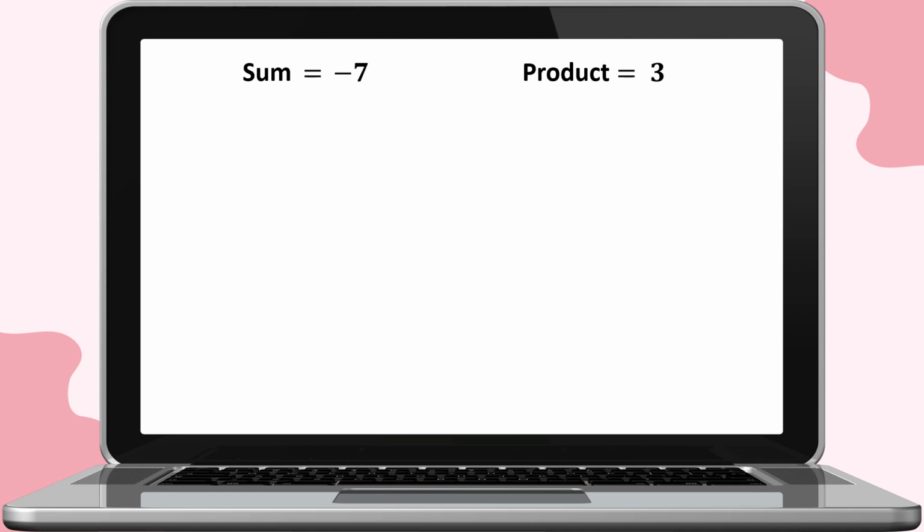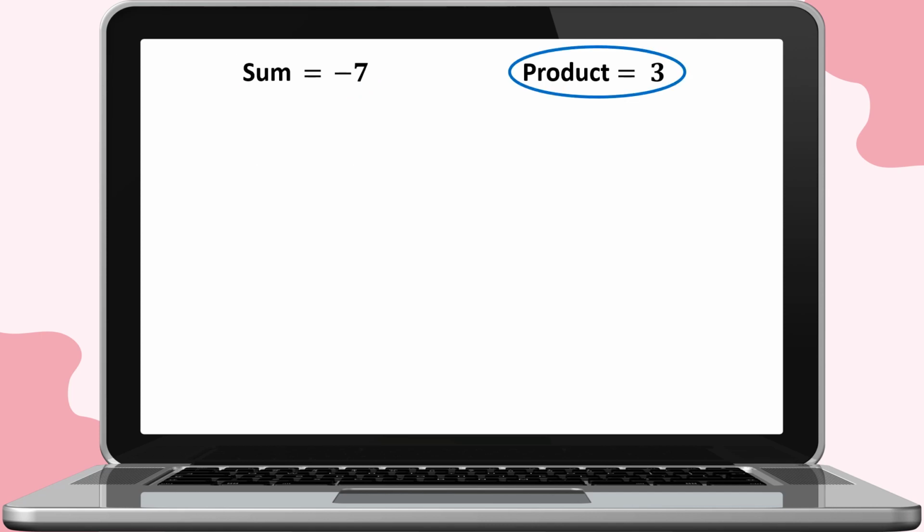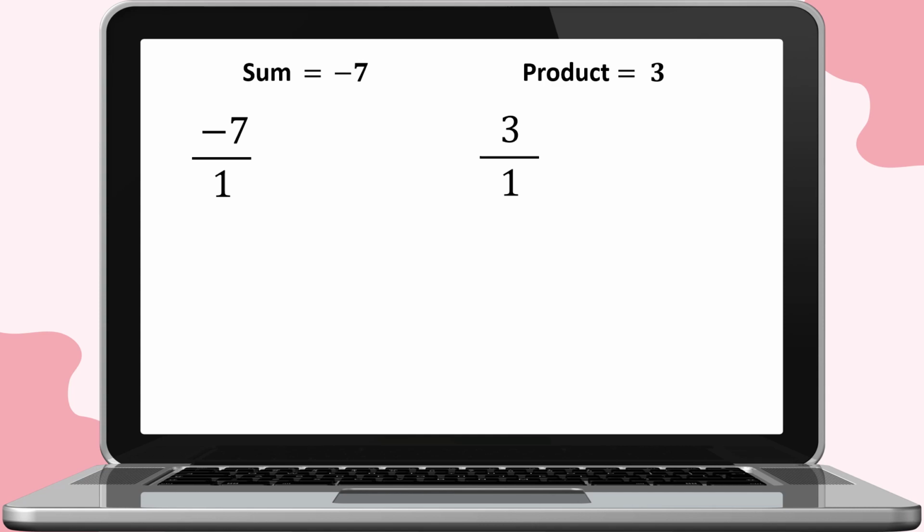We are going to write our sum and product in their fraction form. Negative 7 will have a denominator which is 1. It is now written as negative 7 over 1. For our product, its denominator is also 1. And that is written as 3 over 1. Notice that our denominators are the same. So that will now be our A.